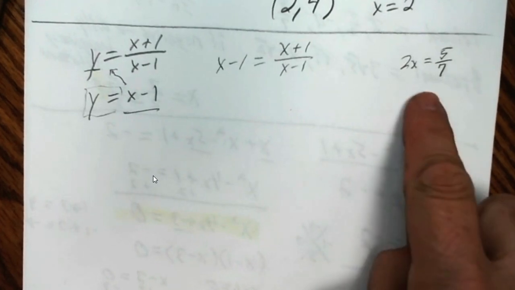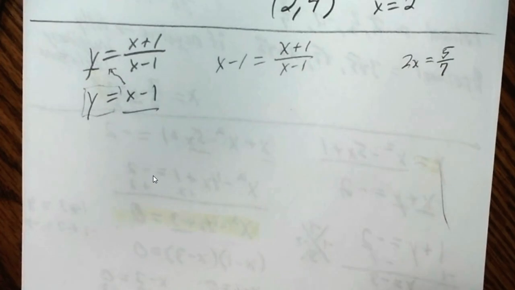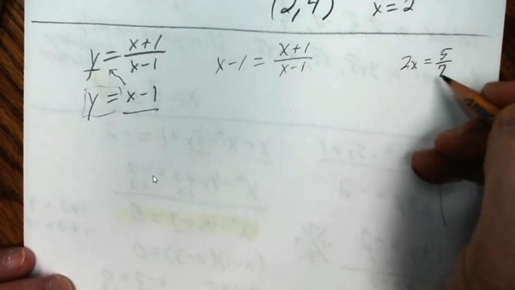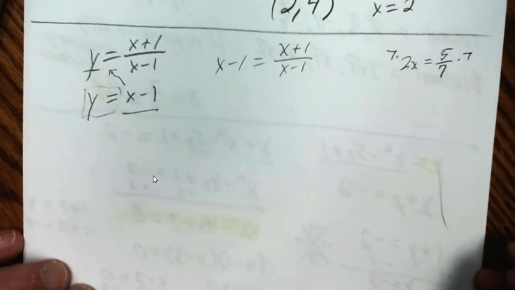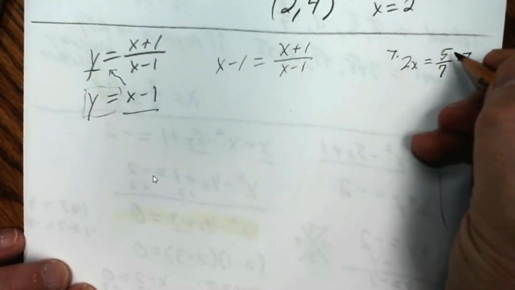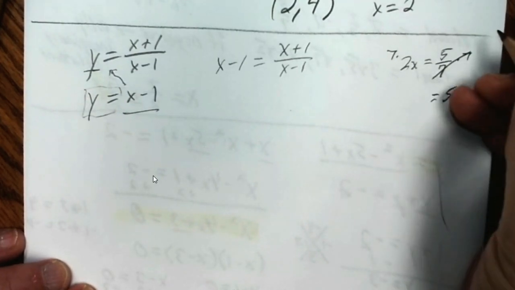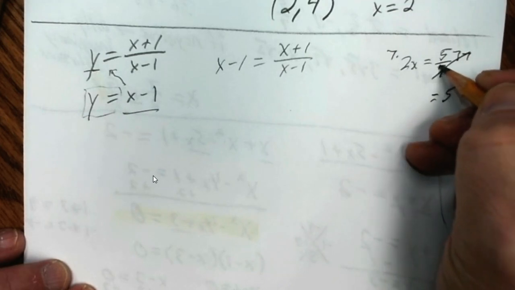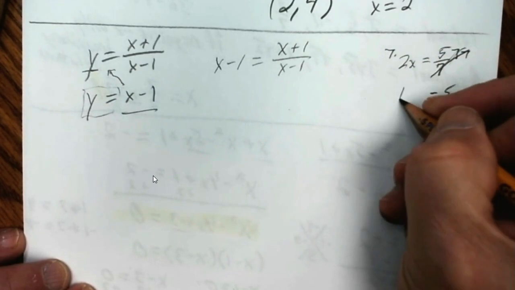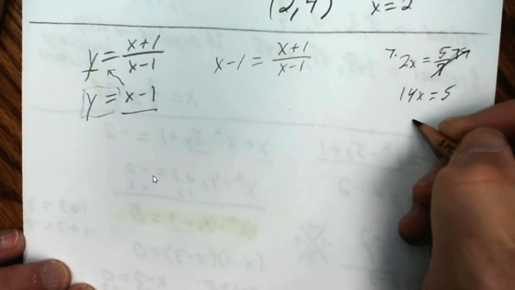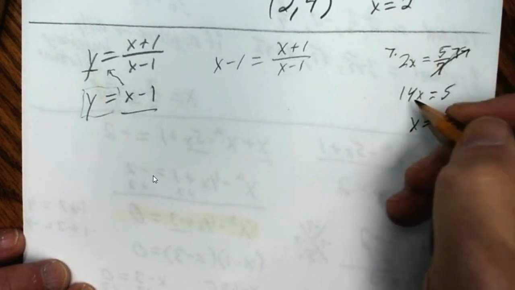And we don't want to work with a fraction. The way you get rid of a fraction is you multiply by the denominator, whatever's on the bottom. So this, I'd multiply it by 7. Multiply 7 times 5/7, it's just 5 because they cancel each other out. There's a 7 on top, there's a 7 on bottom, and they cancel each other out. Over here, 2x times 7 is 14x. So x equals 5/14, right? Because we divide both sides by 14.